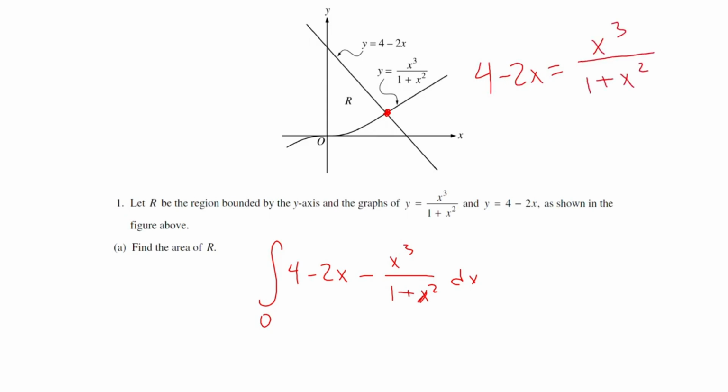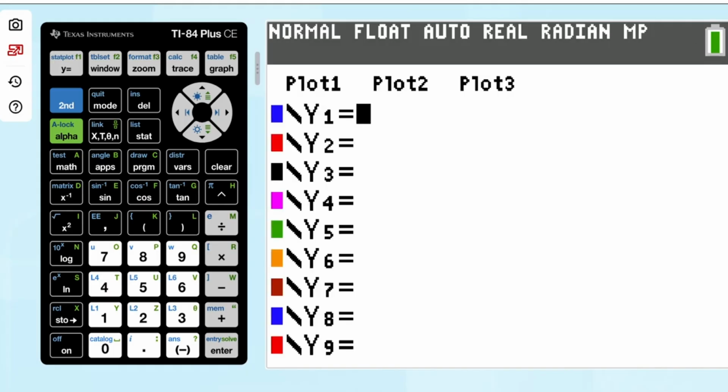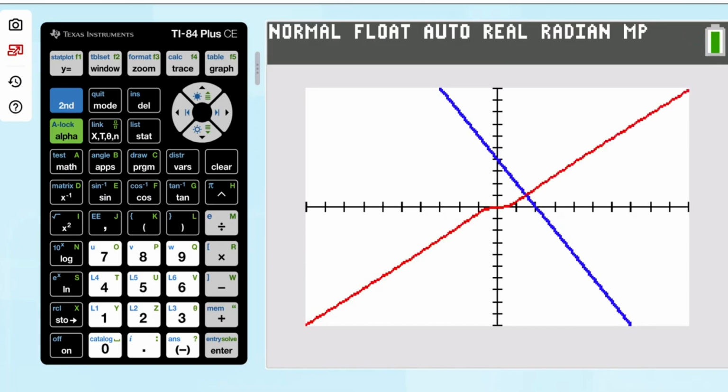And you need to write that out since you're having your calculator evaluate it. And we'll go in and we'll graph it. So our first function was 4 minus 2x. And our second function, I'm going to hit alpha x to get this nice fraction bar. And then it's x to the third over 1 plus x squared. And we're just going to graph these. And we can see that they've got that nice little intersection point there.